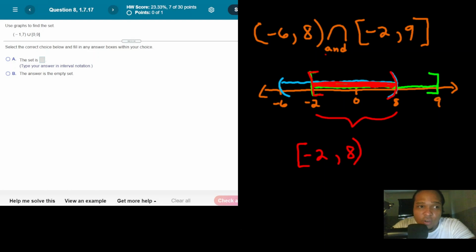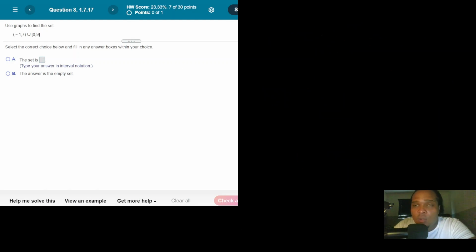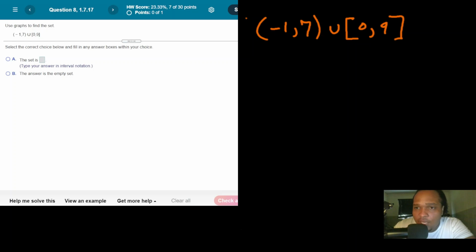Now we have another, and this is a union. With the intersection, the and symbol, the upside down U, we only put where the shades overlap. But with the union, you include wherever there's a shade, and that stands for or. So we have open parentheses -1 to 7 union with, sorry, that's not a parentheses, this is going to be a bracket, 0 to 9 and bracket.